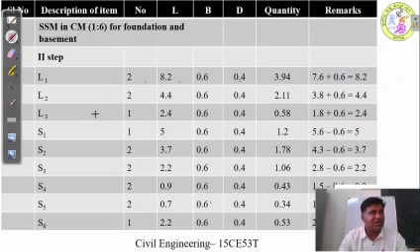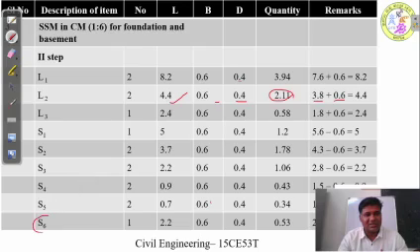Next, the second wall is L2. In L2, the center distance is 3.8 plus the width 0.6. It is going to be 4.4, multiplied by width and depth. I am going to get this quantity.